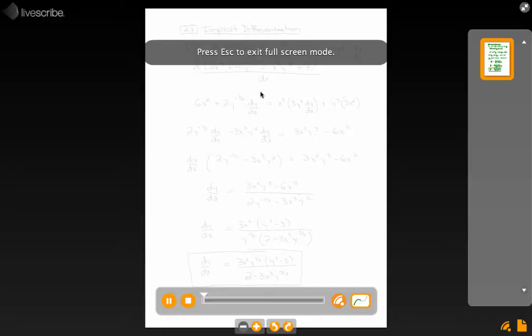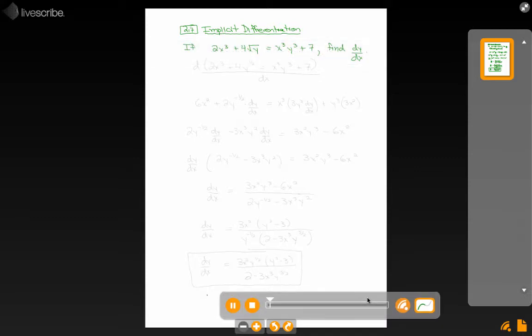This comes out of section 2.7, implicit differentiation. This question is somewhat similar to the last. We're given some very unusual equation relating x and y together, and it's not solved for y, nor is it immediately obvious how you would solve it for y, and so I don't solve for y.